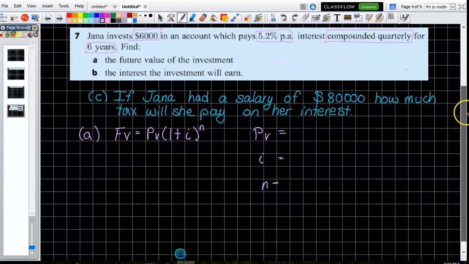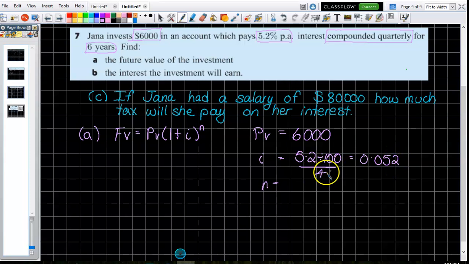All right. What is my PV? 6,000. Excellent. What is my I? It is 5.2, but what do we have to do to that? You're going to divide it by 100, so we've got 0.052. But then you also have to divide it by 4. Why? Tell me why.